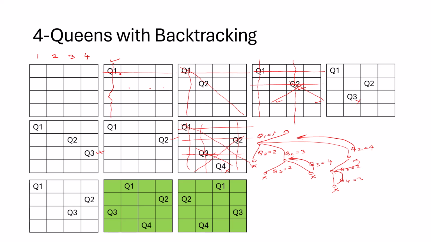Initially Q1 was on the first row, first column. Then we can check, okay, let's put Q1 on the first row, second column. And then we try the other options like we did here, okay? So here you will see that this is an acceptable placement, using this tree.